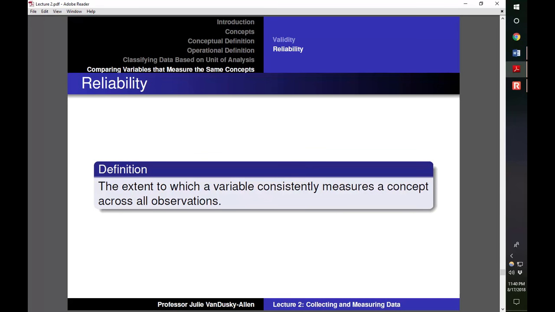Not only do we need to evaluate whether our variables are valid, we also have to evaluate whether they are reliable. Reliability is the extent to which a variable consistently measures a concept across all observations. A variable is not reliable if it does not consistently measure subjects or cases the same way when we apply our coding criteria for those cases.